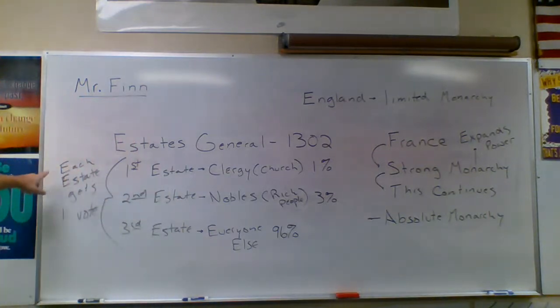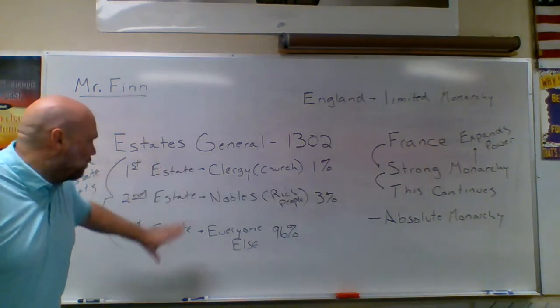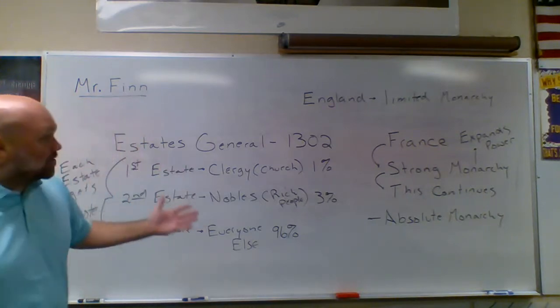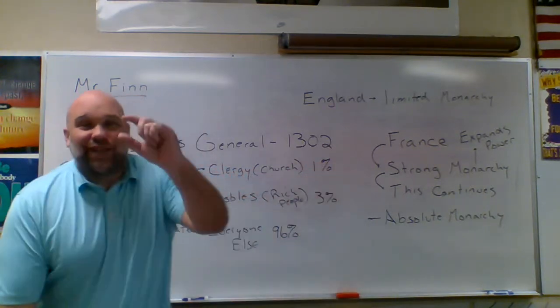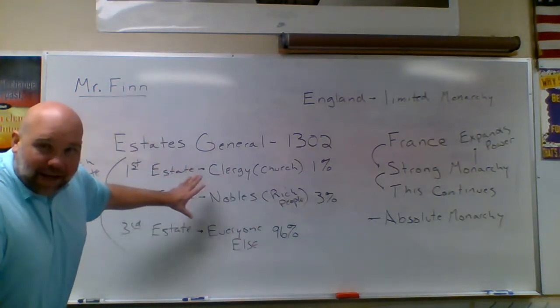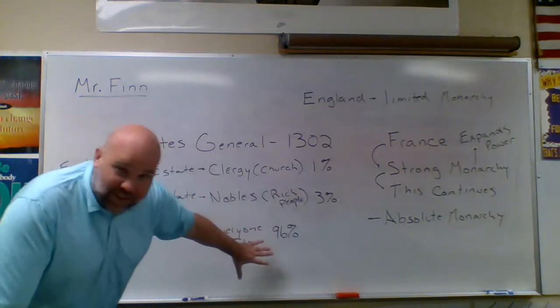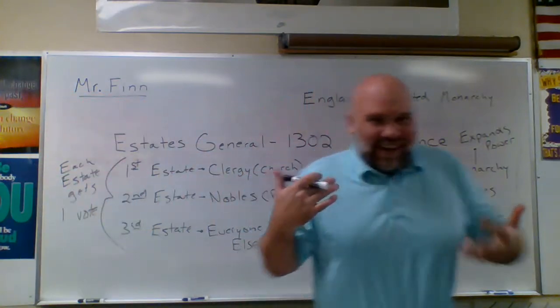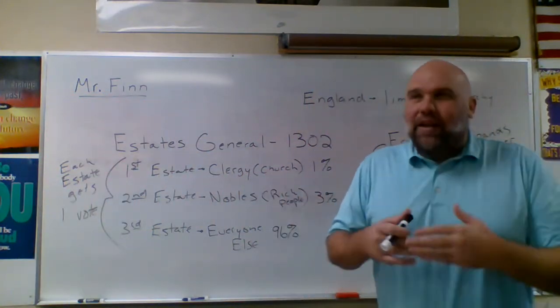However, each one gets one vote. So if they get one vote and these two vote the same, they outvote 96% of the people. So as long as this 4% or this very small percent of the people vote the same way, they make all the rules for everyone else. So it's not really a fair system.